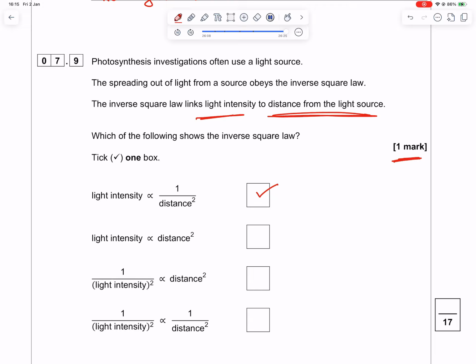Now in the next video, I am going to finish the paper with question 8, and that is going to be on cell division and cancer.